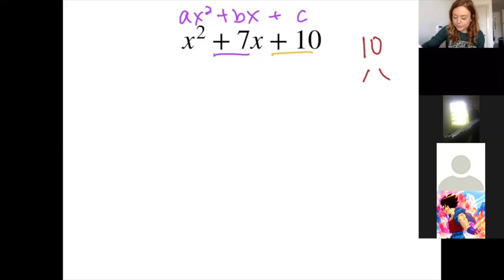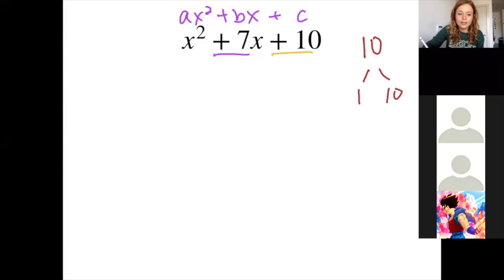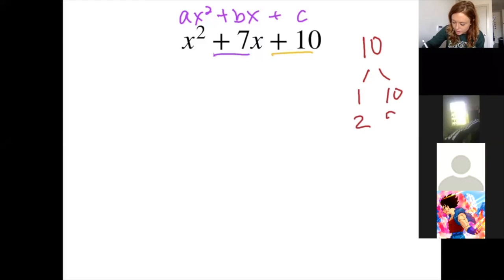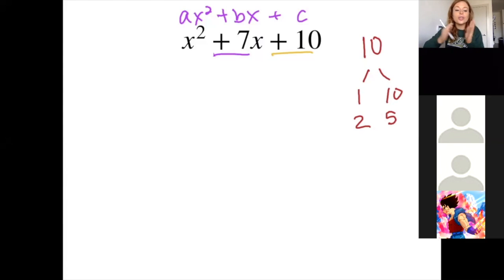All right, so we're going to list our factors. So we have 1 times 10. Then we have 2 times 5. And then we would ask, does 3 go evenly into 10? No. Does 4 go evenly into 10? No. And then we get back to 5. So those are our only factors of 10, the only combinations of numbers that we can multiply to give us 10.